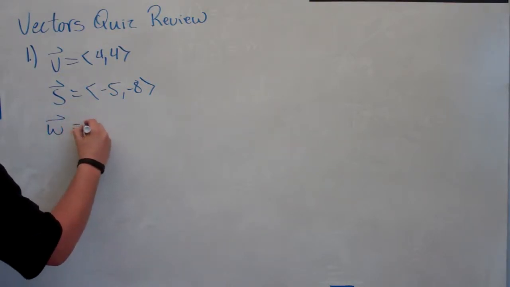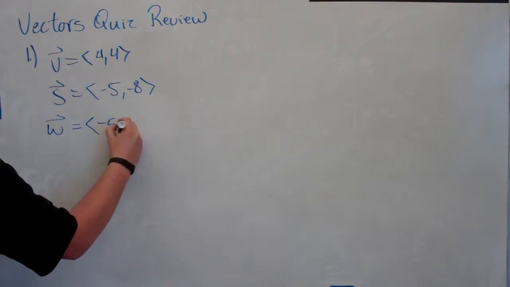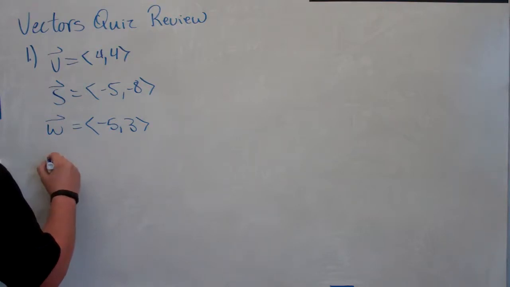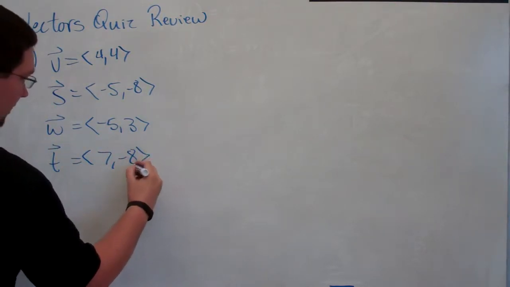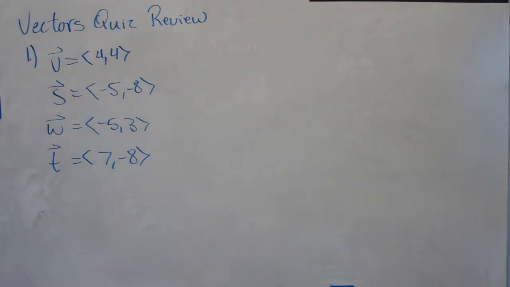W is -5, 3. And T is 7, -8. That's all you had to do for number 1. Just figure out the coordinates of the terminal point.